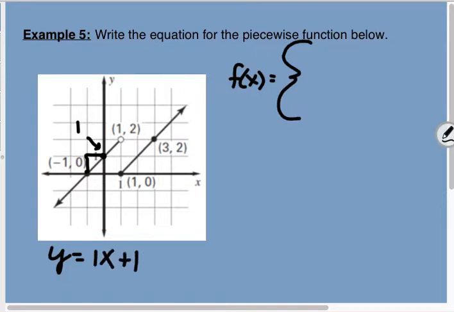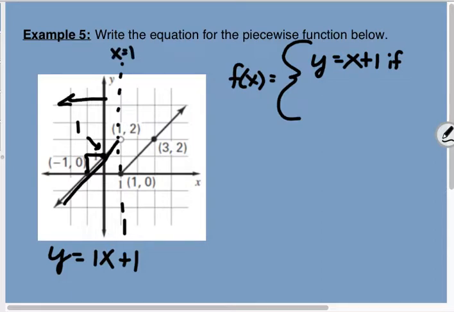I'm just going to say this. y equals 1x, or x plus 1, if, oh, where's our constraint? It looks like right there. This dotted line is x equals 1. Now, this part of the line is going to the left, so you want your values less than 1. I'm just going to say x is less than 1 for my constraint because it's an open circle here.